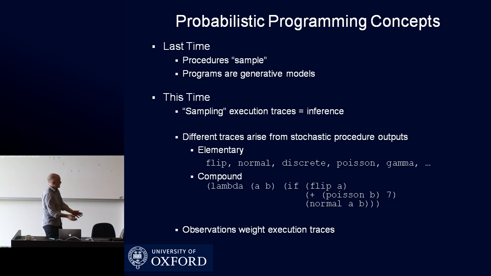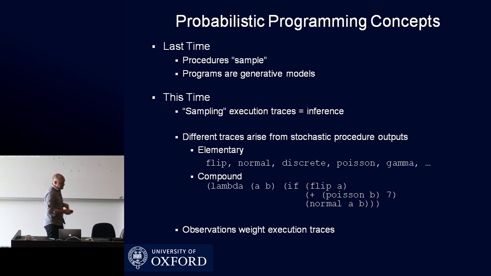But of course, compound procedures, so this is some function of A and B, this also induces several potentially complex branches in the execution of the program. So depending on the outcome of this flip, then there's an additional branch depending on whatever the value is returned from Poisson B and whatever the value is returned from normal A B, for instance. Okay?